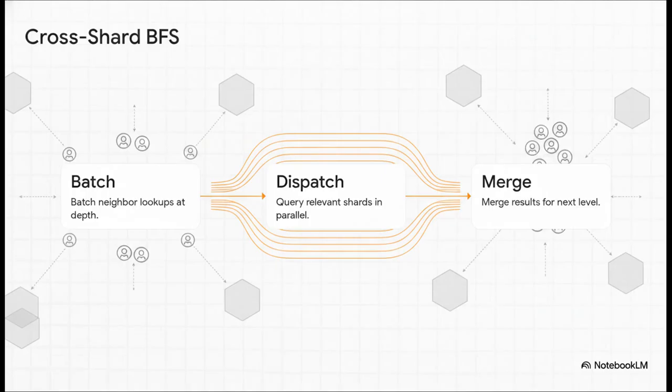And for our last edge case, there's the reality of distributed data. User A is sitting over on shard 3, but user B is on shard 7. Doing sequential lookups across these shards during a BFS, that would add massive latency. To solve this, we use parallel cross-shard hops. At each depth level, we batch all the neighbor lookups together, we dispatch those queries in parallel across all the relevant shards simultaneously, and then we just merge the results before moving on to the next step. This whole process keeps our latency incredibly low, regardless of how fragmented the data is under the hood.